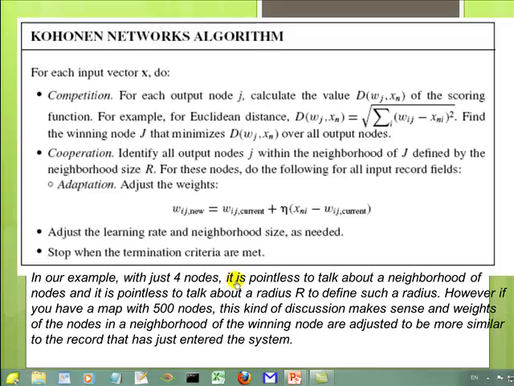Okay, in our example with just 4 nodes, it's pointless to talk about a neighborhood of nodes, right? Just have 4 nodes. And it's pointless to talk about a radius r to define such a radius. However, if you have a map of 500 or 1,000 or 1,500 or 2,000, this kind of discussion makes sense, and weights of the nodes in a neighborhood of the winning node are adjusted to be more similar to the record that has just entered the system.